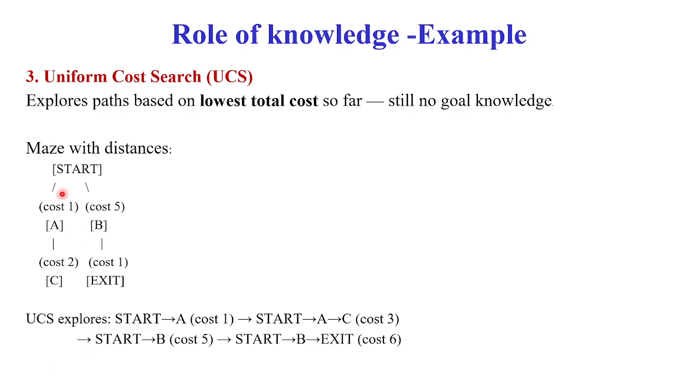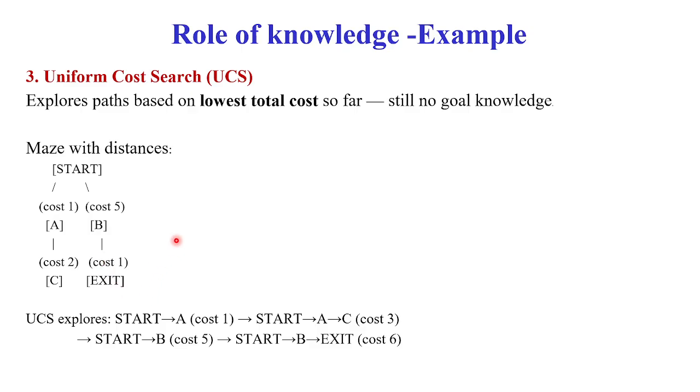Supposing I take the same problem for uniform cost search, which explores a path based on the lowest total cost so far. Still no goal gauge. So how will it do? Same, it will start from start and go to A. Here the cost is 1. From A to C the cost is 2. Again it will backtrack. From start to B the cost is 5. Then from B to the exit the cost is 1.